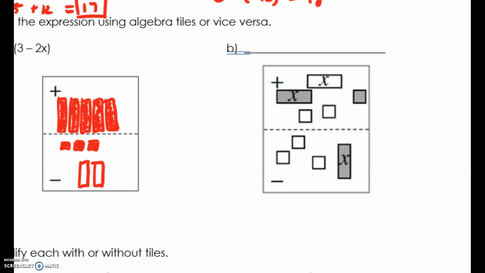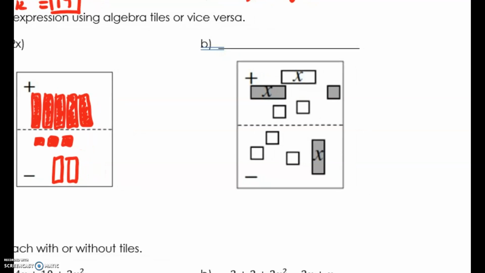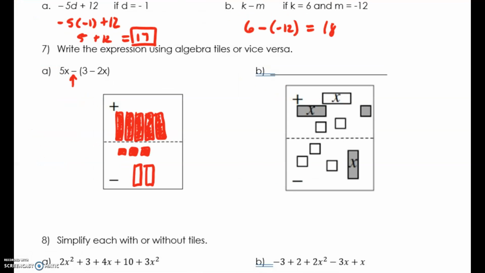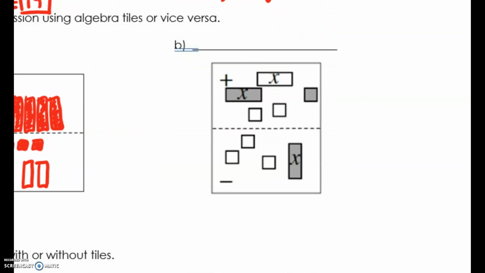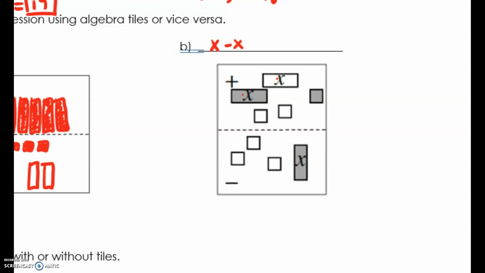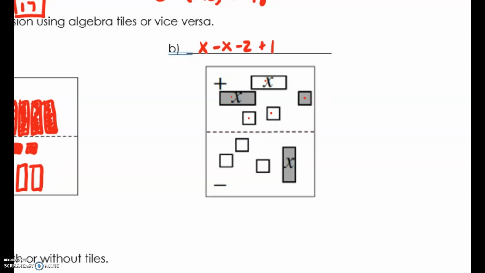All right, letter B, this time I'm writing the algebraic expression. So I'm just going to write it exactly as I see it, and then I'm also going to simplify it because I'll accept both since it doesn't say to simplify on number 7. So the more direct way of how you would write this would be x for this one, minus x for this guy, and then -2 for these two negatives, and then a +1 for this one.